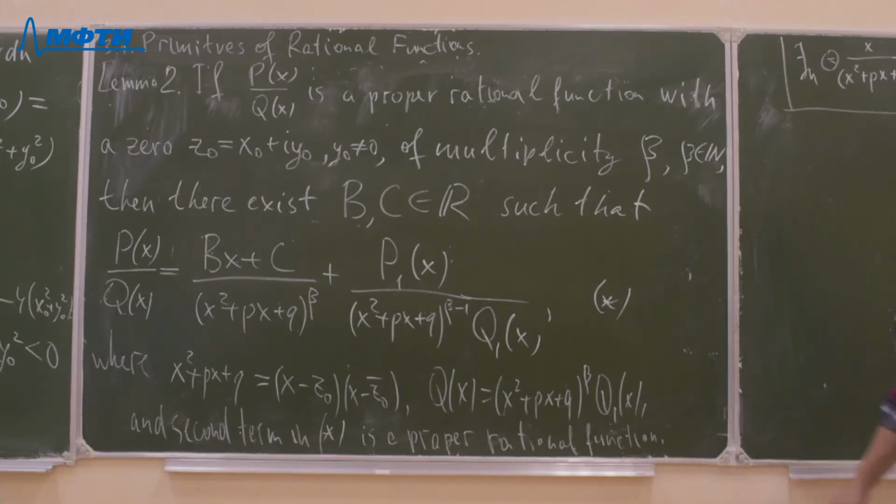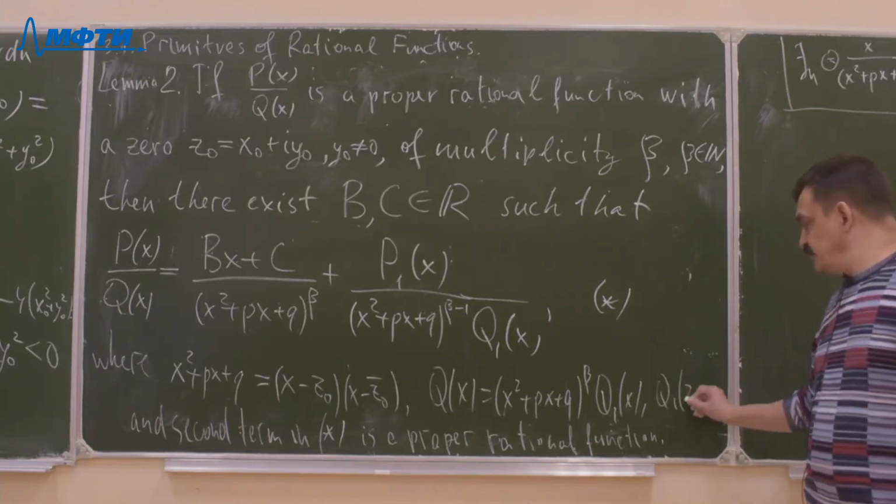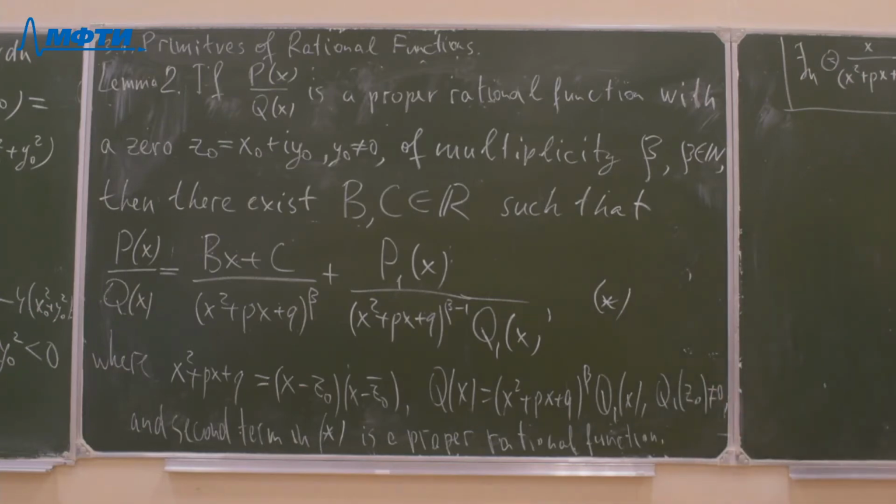So, maybe I should indicate here q1 of z naught not equals to 0. That should be added. Okay, proof. Now proof.